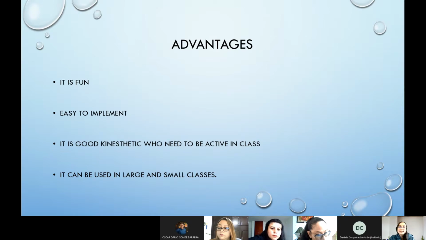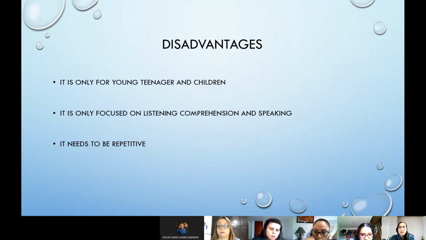styles, and the kinesthetic is one of the most interesting and most important kinds of learning, because they need the environment for learning, and they need to move their body to interact with other people for the learning process. And also, the total physical response can be used in large and small classes. It doesn't matter if I have only 2, 3, 4 students, I can implement that. Or if I have, I don't know, 15, 20, 30 students, I can implement it too.